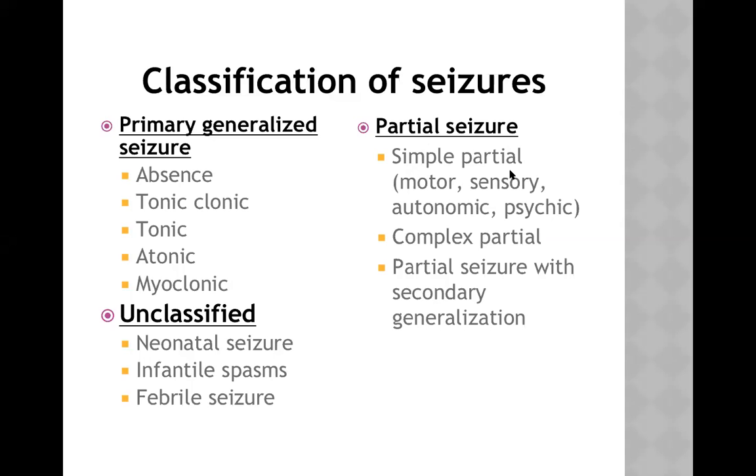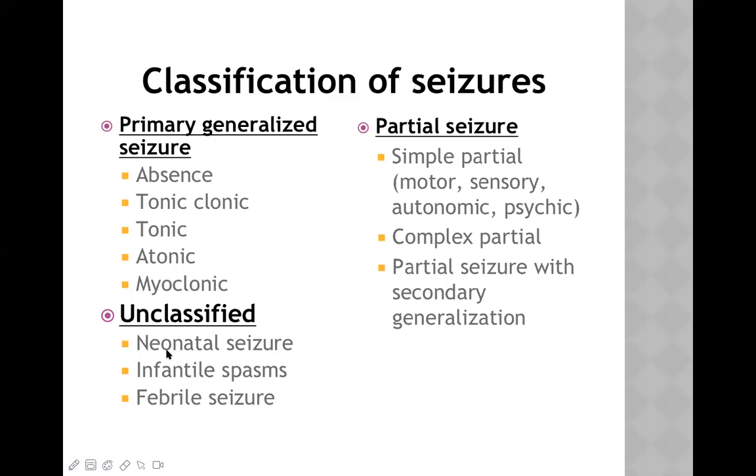Among the simple partial seizures, it can be motor seizure, sensory seizure, autonomic, or psychic. But motor is much more common than the others. Complex partial, the difference from simple partial here is the patient has a loss of consciousness for a brief period of time. That's why it is called complex partial.